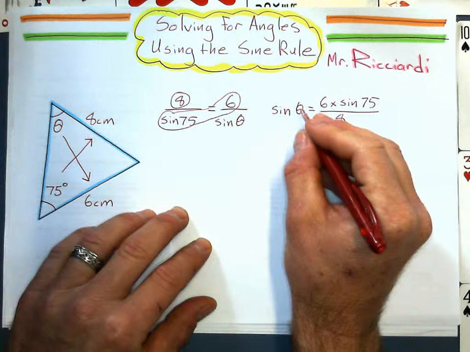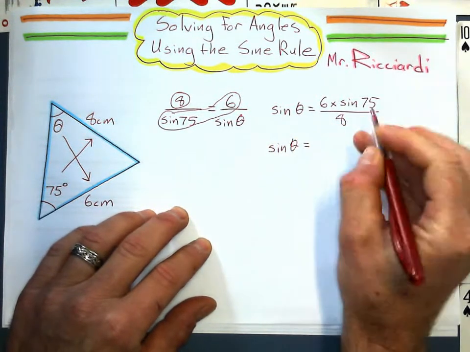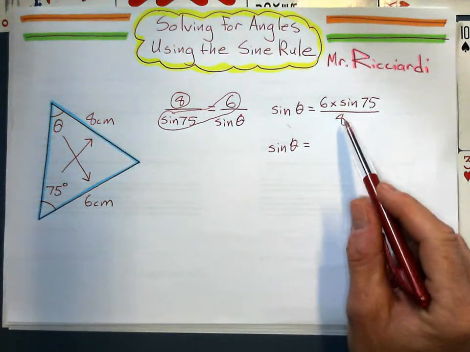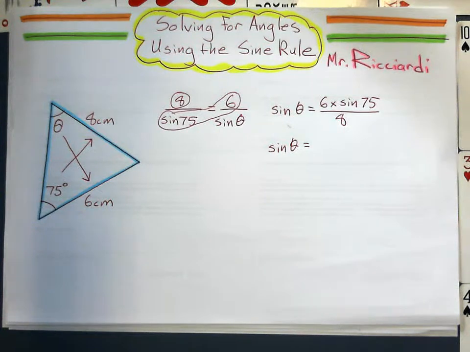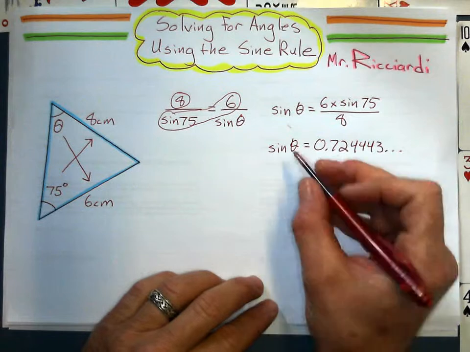Now I don't have the theta yet, I don't have the angle yet. So I'm just going to say sine theta. I'm going to work all of this out on the calculator, and I'm not going to round it. Okay, so let's do that. Okay, and I just didn't round it. I can leave it on the calculator.